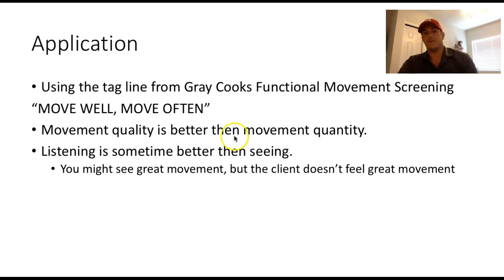Movement quality is better than movement quantity. I think being able to move better is being able to just move. Understanding why quality is better than quantity.